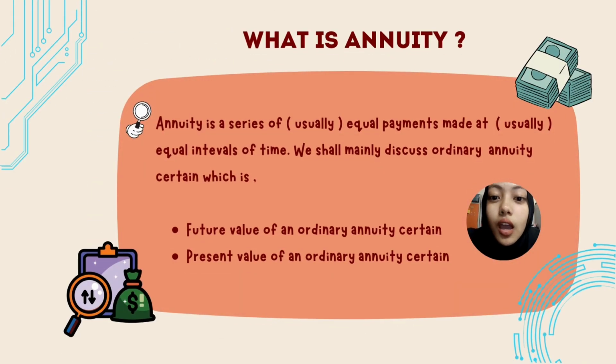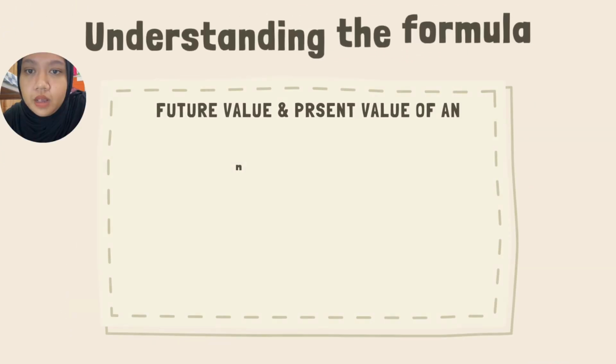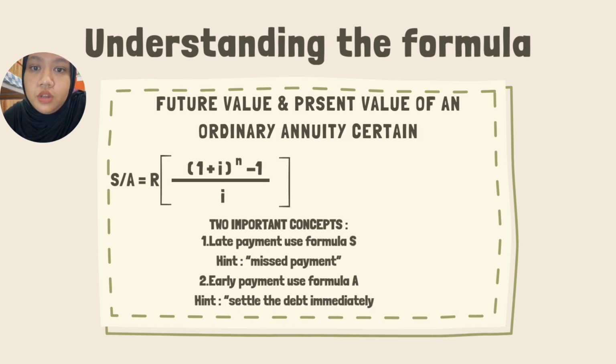What is an annuity? An annuity is a series of usually equal payments made at usually equal intervals of time. We shall mainly discuss ordinary annuity certain, which is the future value of an ordinary annuity certain, and the present value of an ordinary annuity certain. Now we need to understand the formula of future value and present value of an ordinary annuity certain. For future value, we use S, and for present value we use A.